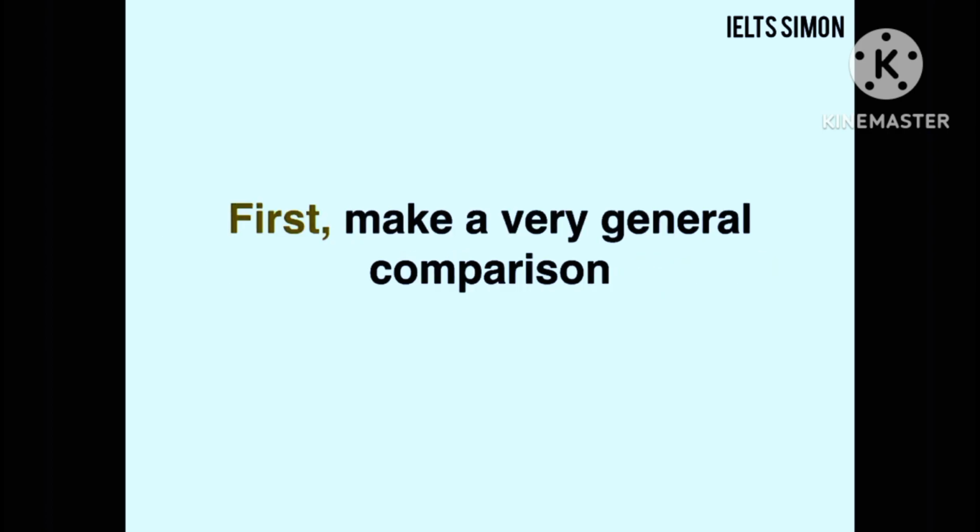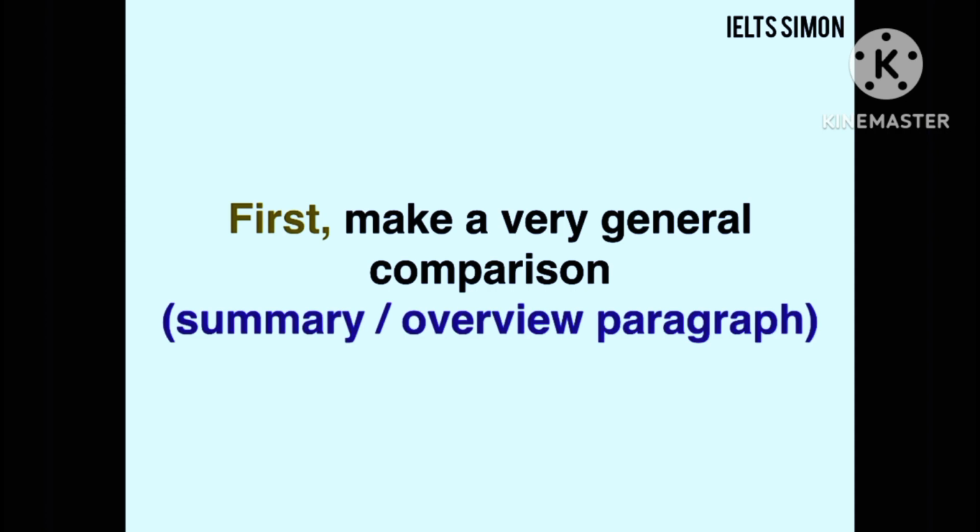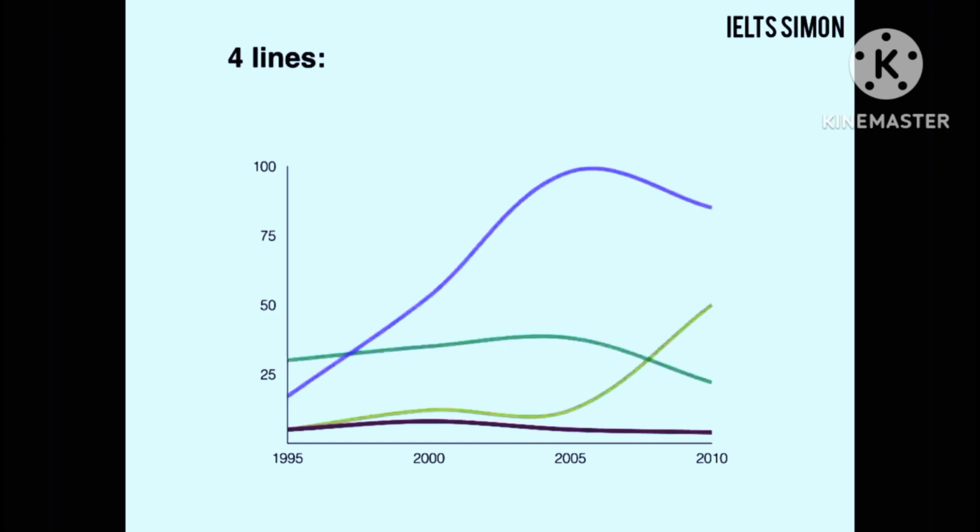First, make a very general comparison of the lines on the graph, the information. This is for your summary or overview paragraph. I do this after the introduction as paragraph 2, but you could put the summary at the end. An example of this, if we take a graph with 4 lines, the overall summary would be something very, very general, like saying that the blue line is the highest overall, is higher than the other lines overall, in the whole period shown. Very, very general.